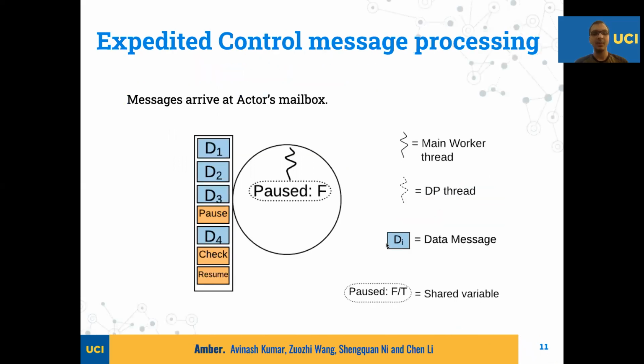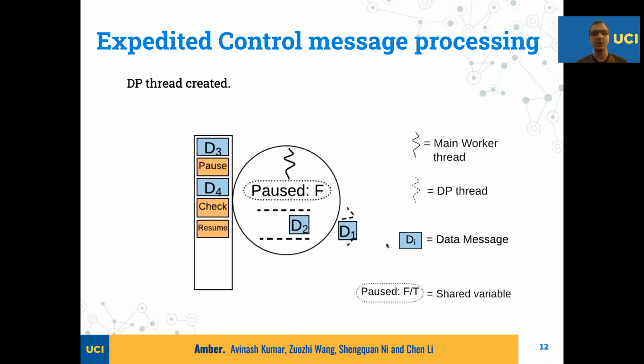Amber is a big data processing engine, and at any moment, the mailboxes of actors are expected to be filled with data messages, and each data message can take a long time to process. So in order to expedite the processing of control messages, the worker delegates the data processing to a different data processing thread. The data processing thread shares state with the main actor thread.